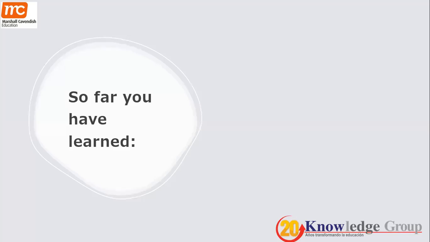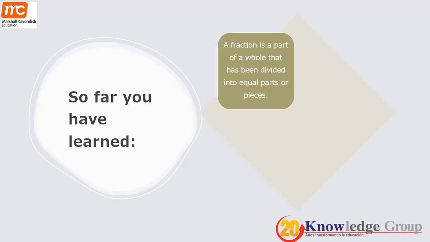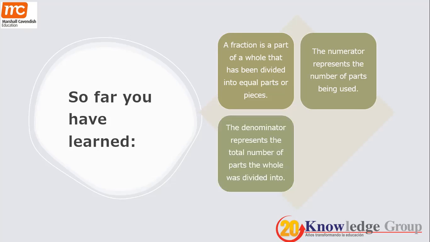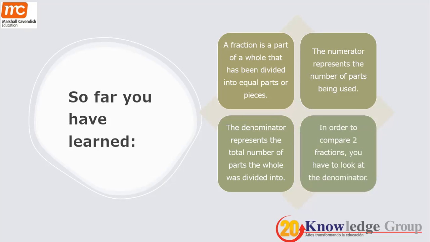So far you have learned that a fraction is a part of a whole that has been divided into equal parts or pieces. The numerator represents the number of parts being used. The denominator represents the total number of parts the whole was divided into. Remember, numerator are the ones that we are using now, and denominator is the total amount of parts. In order to compare two fractions, you have to look at the denominator first, and then you can determine. Check the last video if you don't remember.